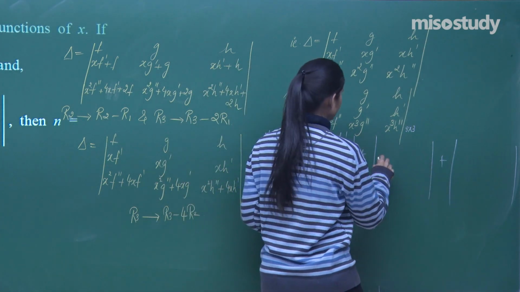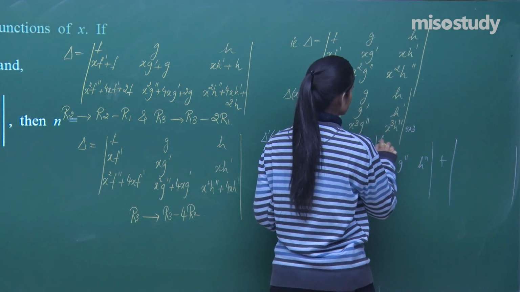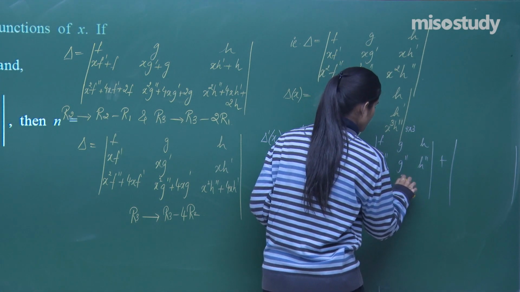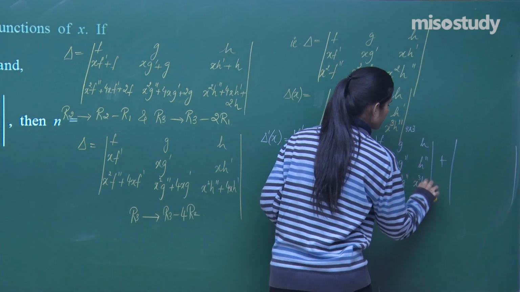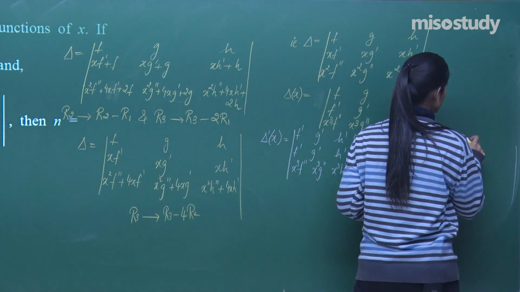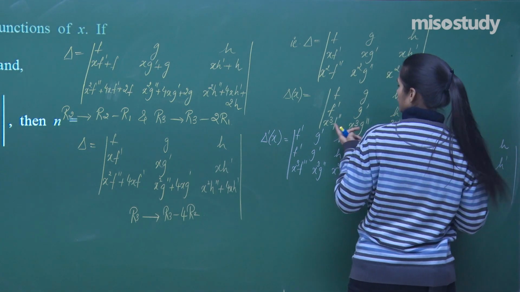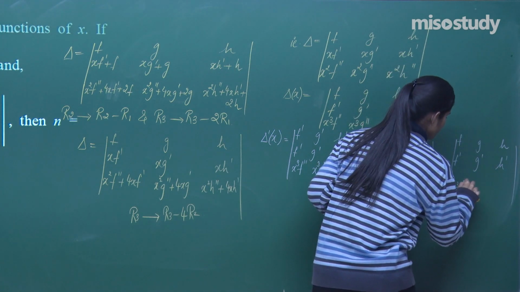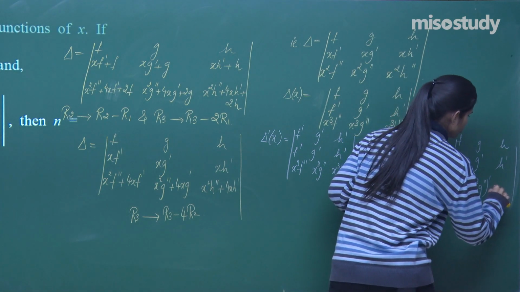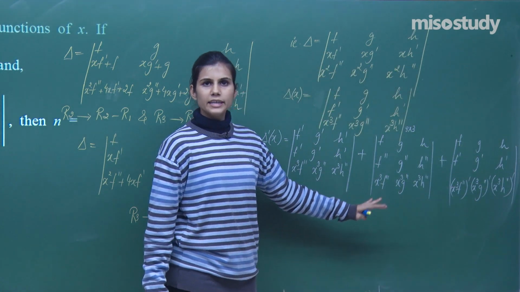Here differentiate the second row. The second row will become f double dash, g double dash, h double dash. First row as it is, third row as it is. In the third determinant, you keep the first and second row as they are and differentiate the third row. So x cube f double dash dash, x cube g double dash dash, x cube h double dash whole dash. That's what we learnt in differentiation.